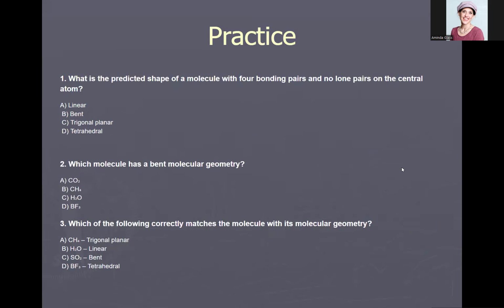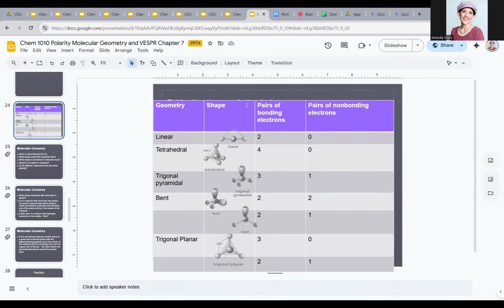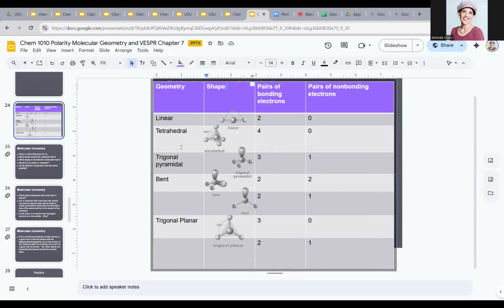Almost done. Now, what is the predicted shape of a molecule that has 4 bonding pairs and no lone pairs on the central atom? I want you to try these questions on your own and then come back once you've answered them to see if you've gotten it correct. So what's the predicted shape of a molecule with 4 bonding pairs and no lone pairs on the central atom? You're going to use this chart to help. So there are 4 bonding pairs right here. No lone pair of electrons. So this, A, would be a tetrahedral.